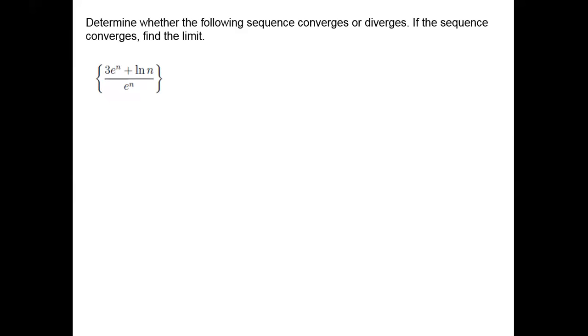Another one, (3e to the n plus natural log of n) over e to the n. Again, the limit at infinity will give me the behavior of this sequence. We can compare the relative growth rates. The fastest function is e to the n in this case, and we have e to the n and e to the n. This is coefficient 3, this is coefficient 1. The ratio of the leading coefficients is 3. The sequence converges to 3.